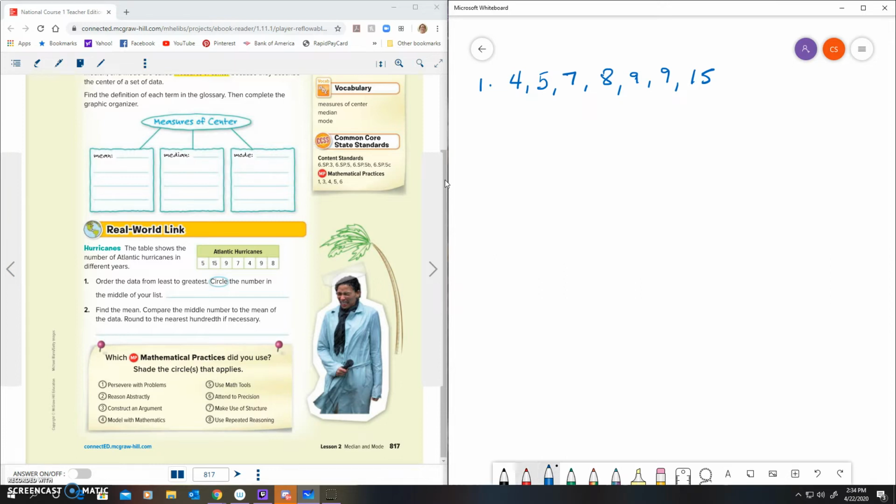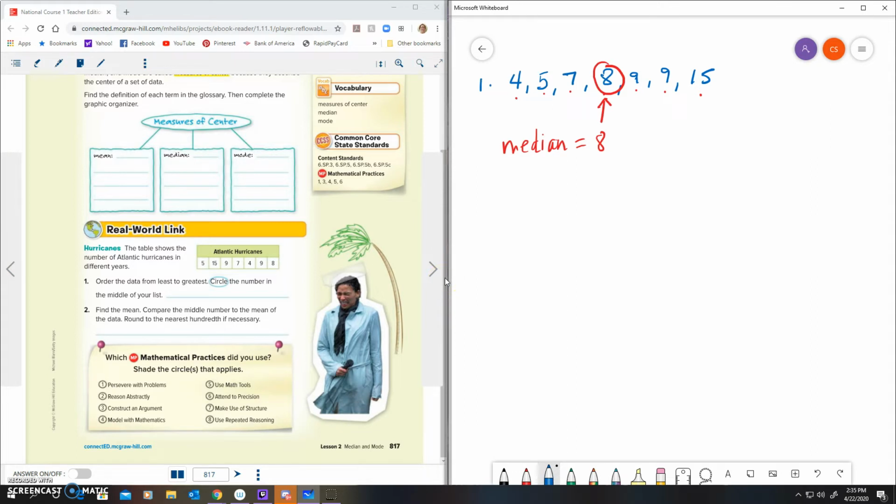Now if we count them, I'm going to use the red pen just to put a dot. 1, 2, 3, 4, 5, 6, 7. So we want the middle. So if we were to fold this in half, this would be the middle. There are equally 3 on this side and 3 on this side. So we'll circle, as it says here, to circle the middle number in the list. So the median equals 8.